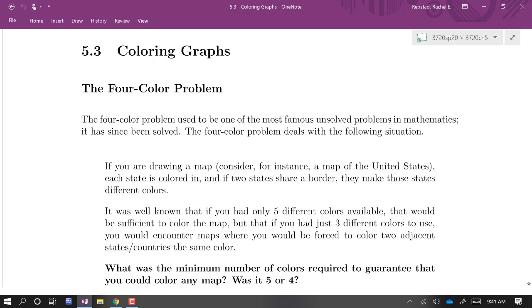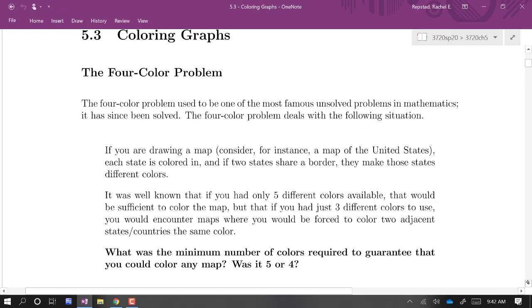And it's been well known for a long time that if you only had 5 different colors available, that would be sufficient to color the map. But if you had just 3 colors to use, you would encounter maps where you were forced to color 2 adjacent states the same color. And what was unknown for a very long time was, what's the minimum number of colors you need in order to guarantee that you could color any map? We knew that 5 would suffice. We knew that 3 wouldn't, but we weren't sure if it was 5 or 4.